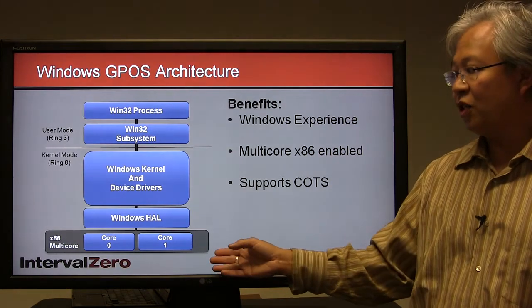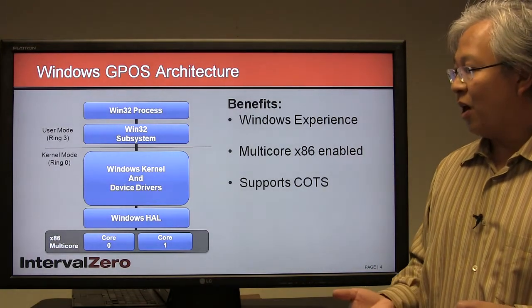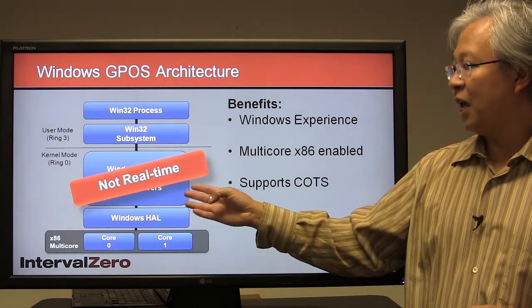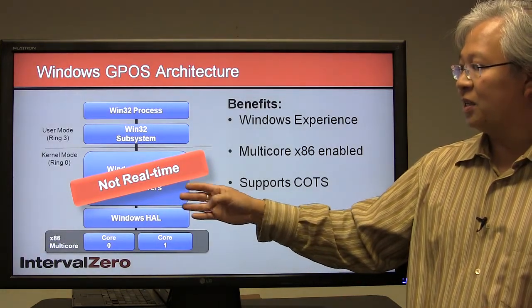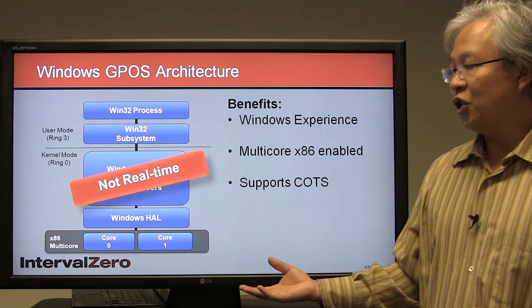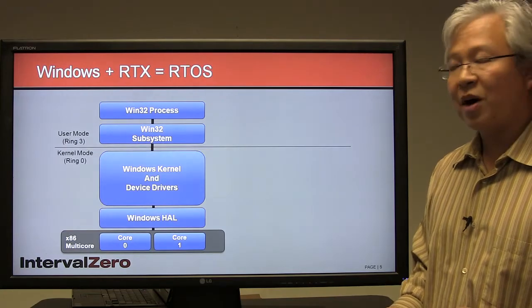So you can use off-the-shelf motherboards. No longer do you need to make any custom hardware. However, the drawback is this is not real-time. So as powerful and as capable as Windows is as an operating system, it does not deliver real-time performance. So now let's show how RTX, when added to the equation, transforms Windows into a real-time operating system.